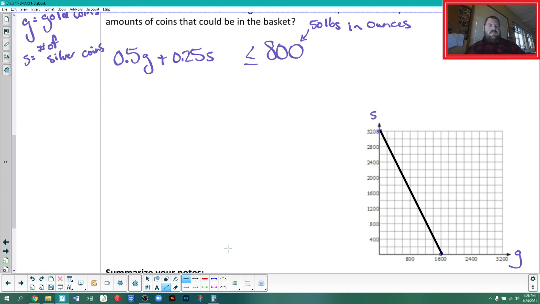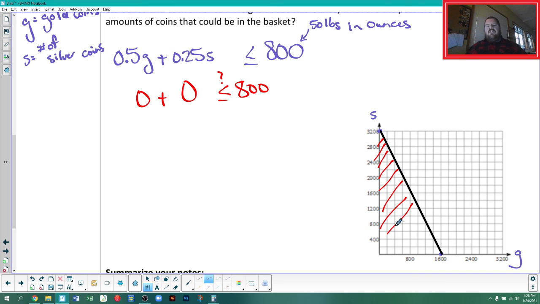And then test a point. And always on this one, I would test 0, 0, as long as it doesn't go through it, because 0 times 0.5 is 0, 0 times 0.25 is 0, and then you're just asking, is 0 less than 800? And it is. Okay? So anything down in this region will be passable. And obviously, negatives don't really make sense here. That's why the graph is drawn how it is, because I can't put negative coins into the basket. All right, but that's really all we have for today.